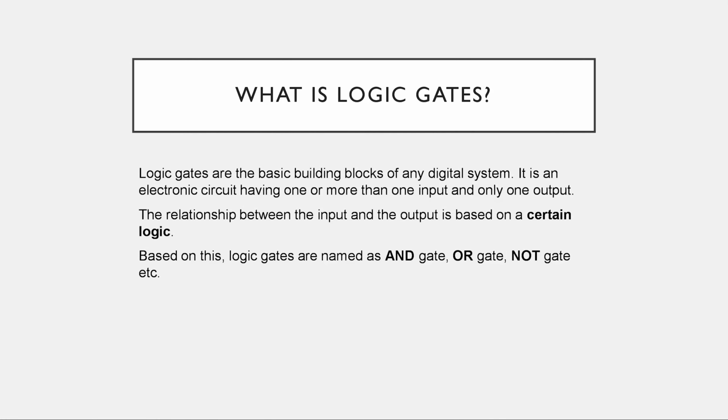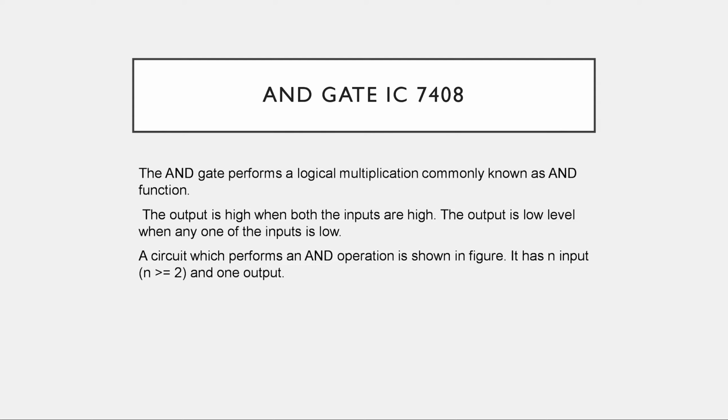What are logic gates? Logic gates are the basic building blocks of any digital system. It is an electronic circuit having one or more than one input and only one output. The relationship between the input and output is based on a certain logic. Based on this, logic gates are named as AND gate, OR gate, NOR gate, etc. Now we are going to see about the AND gate.